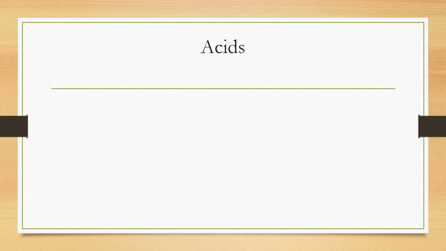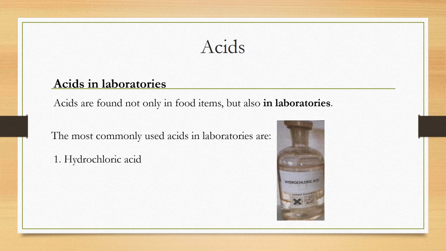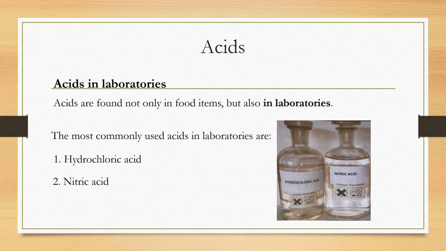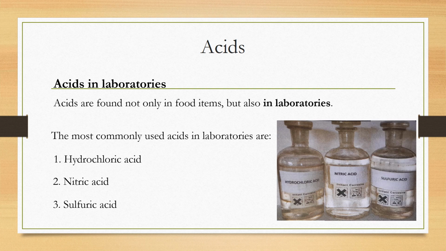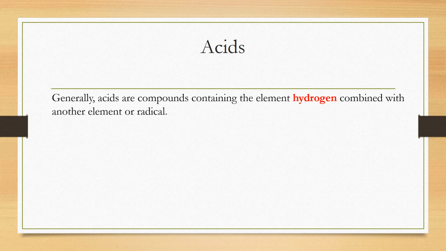Acids are not only present in food items, but they are commonly used in science school laboratories. The commonly used acids in science school laboratories are hydrochloric acid, nitric acid, and sulfuric acid. One important fact about these acids is that they all contain the element hydrogen. The hydrogen atom or atoms are chemically combined to another element or radical.